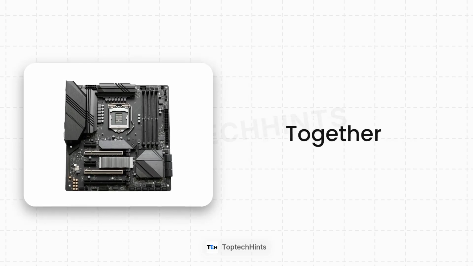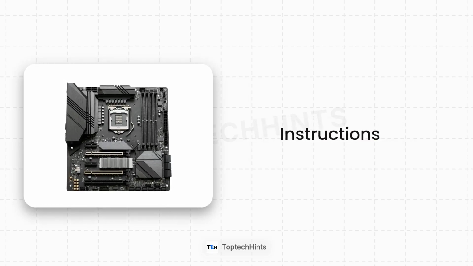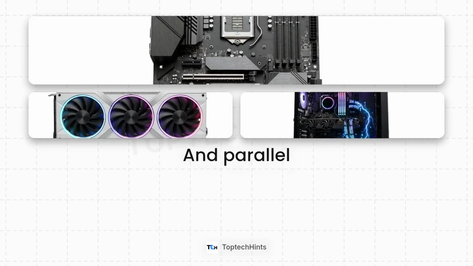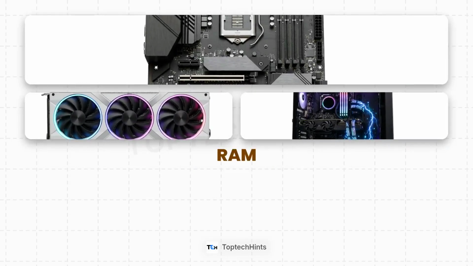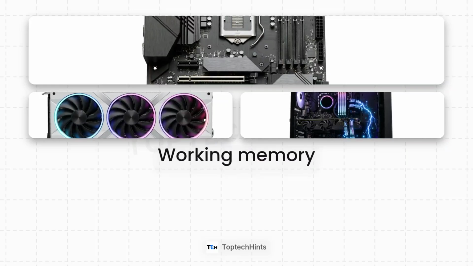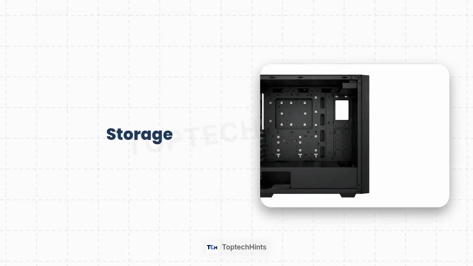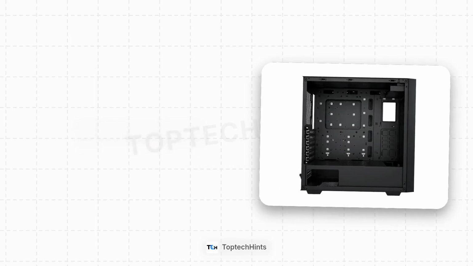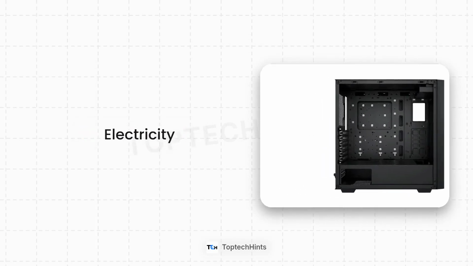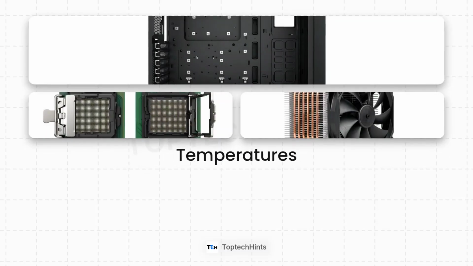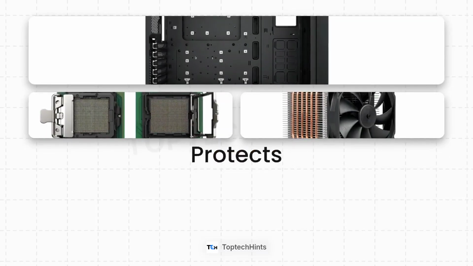So let's put everything together. The CPU processes instructions. The GPU handles graphics and parallel computing. RAM provides short-term working memory. The motherboard connects everything. Storage keeps your files and software. The power supply provides electricity. Cooling keeps components at safe temperatures. And the case holds and protects everything.